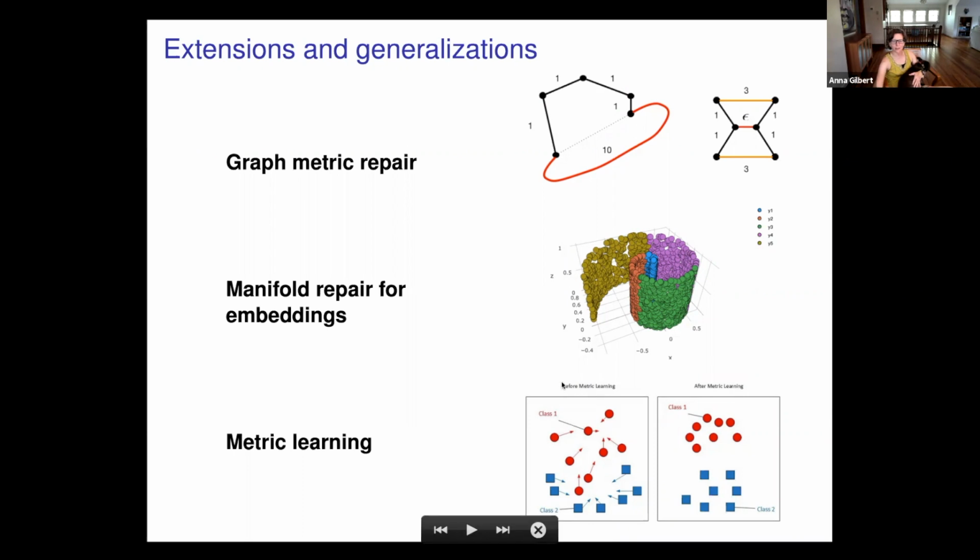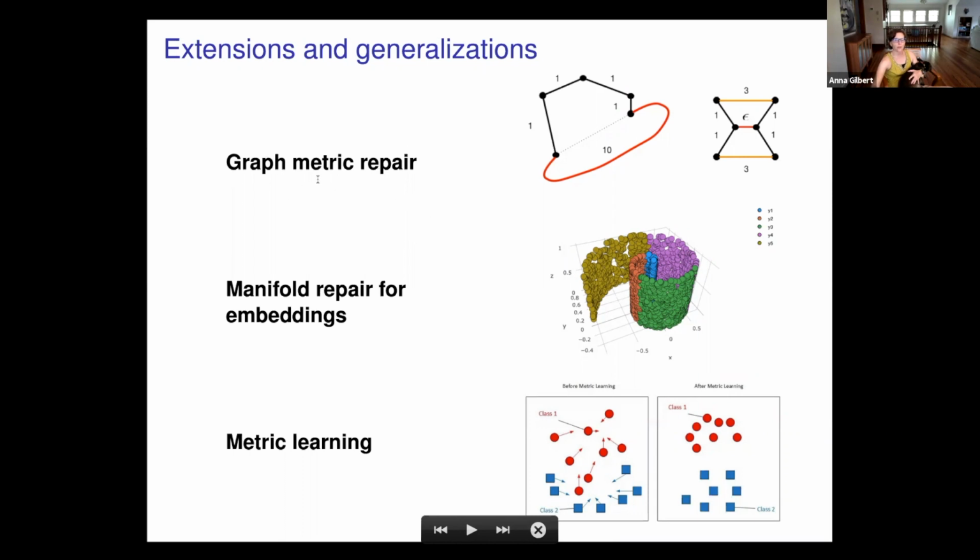Rishi and I used the sparse metric repair idea to do manifold repair for embeddings. And then Rishi and I also have several papers on using algorithmic tools for solving these large convex programs with lots of inequality constraints to do other kinds of metric learning tasks. I know this is what Rishi talked about, so I'm going to allude to some of that, and I'm going to walk through pieces of these three extensions.